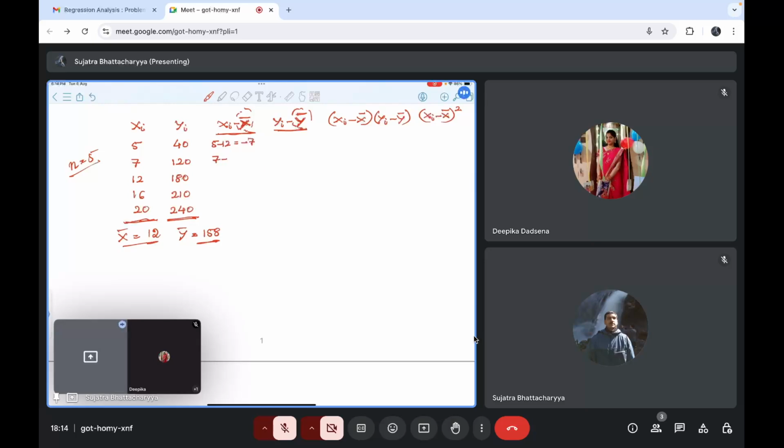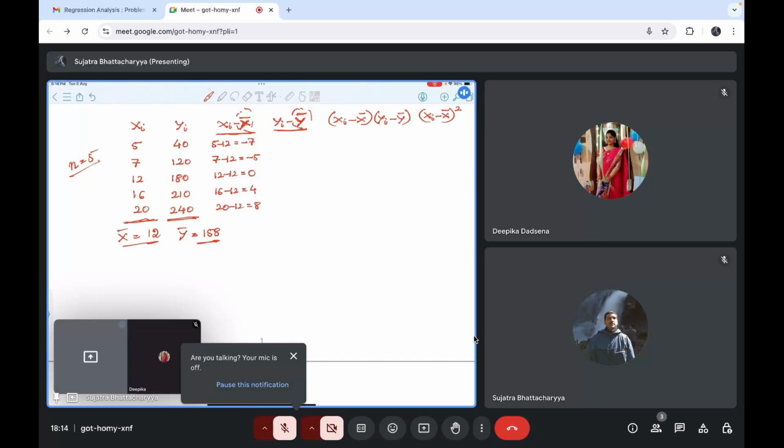Then 7 minus 12, which is nothing but minus 5. 12 minus 12 is 0. Then 16 minus 12 is 4. 20 minus 12 is 8. Right? So these are the xi minus x bar values.